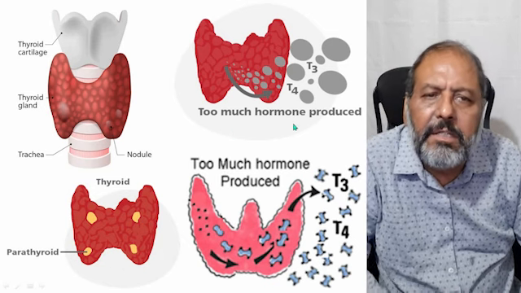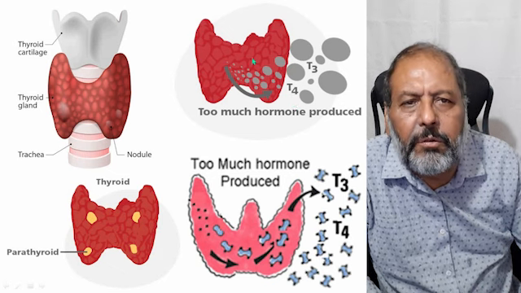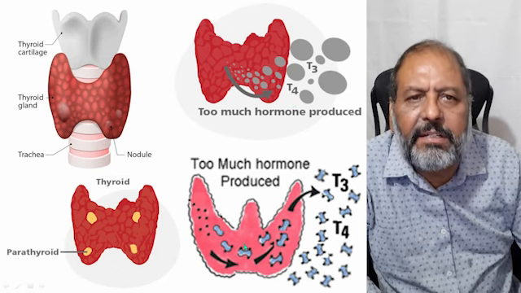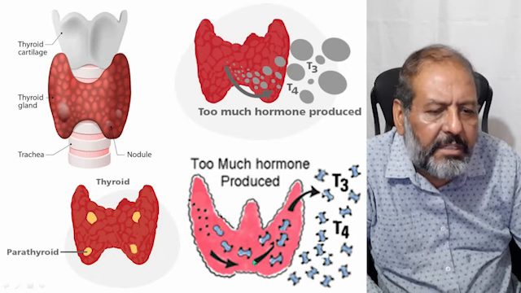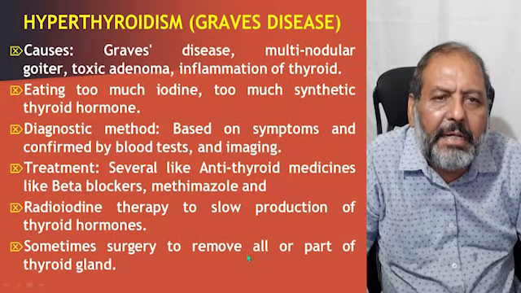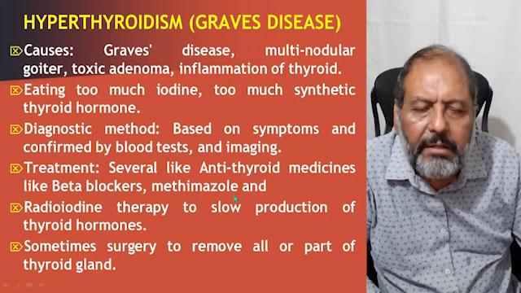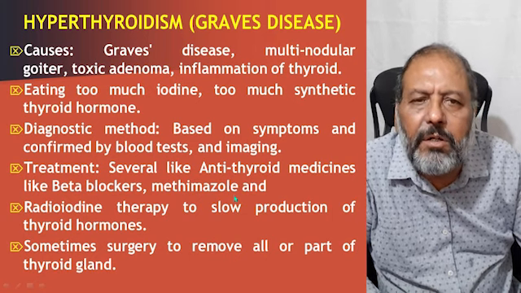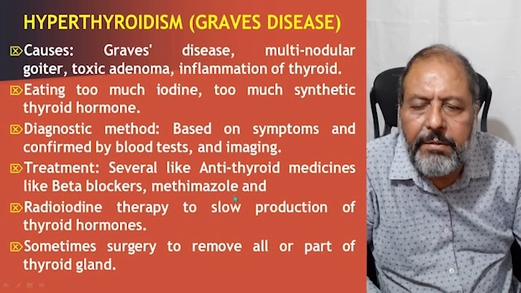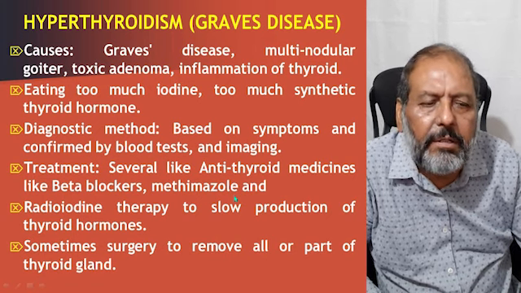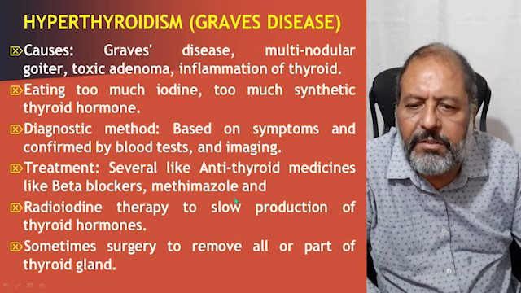In hyperthyroidism, there is too much hormone, T3 and T4, produced by the overactive thyroid gland. Here again, one can see too much T3 and T4 is produced by this gland. Now, causes of hyperthyroidism are Graves disease, multinodular goiter, toxic adenoma, or inflammation of the thyroid. Eating too much iodine or too much synthetic thyroid hormone are also among the causes.